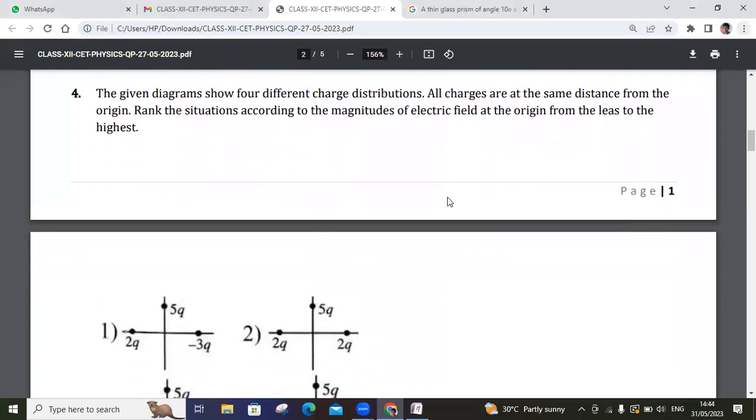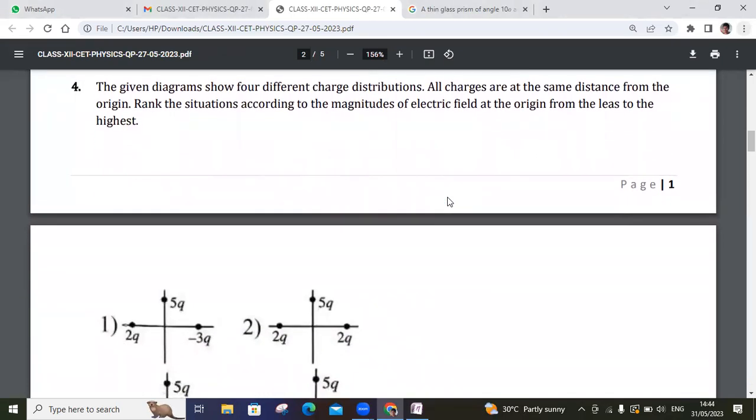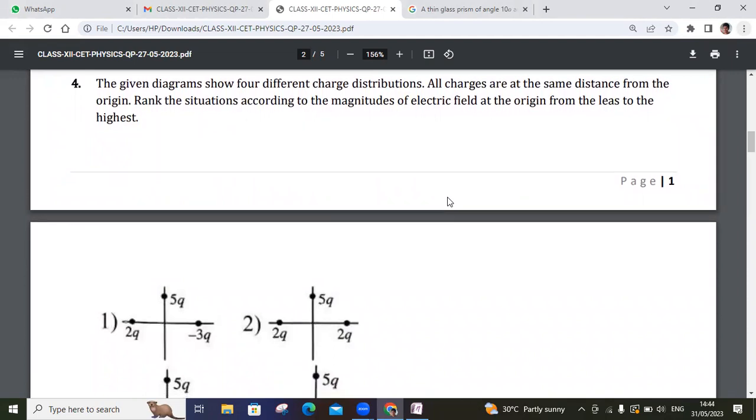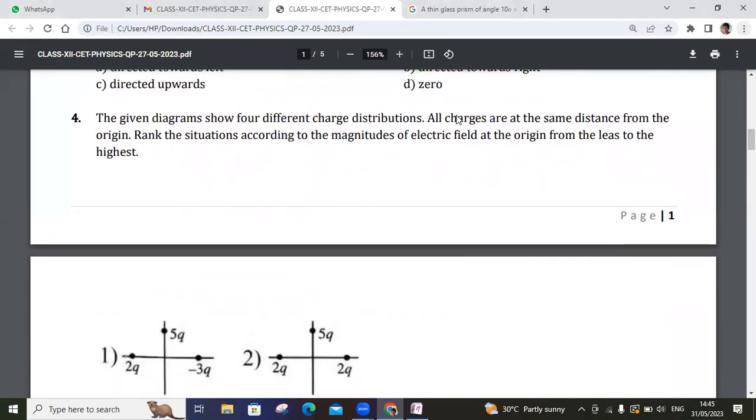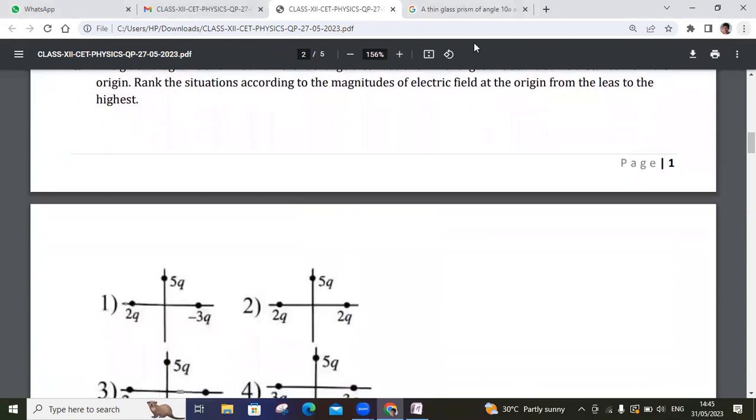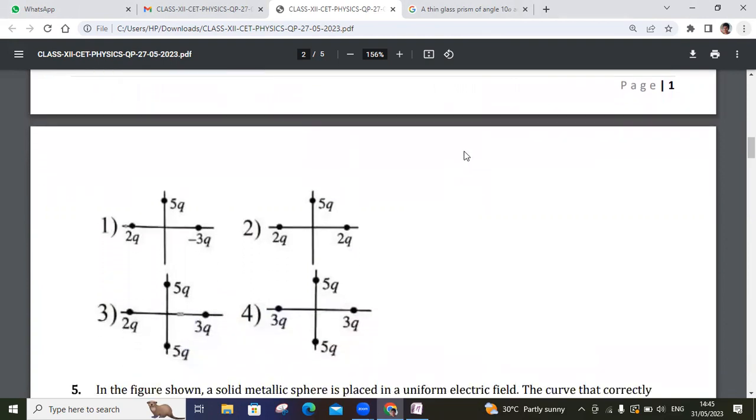The given diagrams show four different charge distributions. All charges are the same distance from the origin. Rank the situations according to the magnitude of the electric field at the origin, from least to highest. How to do this? From least to the highest, right? They are asking for the electric field here at the origin, and we have to go from least to highest.